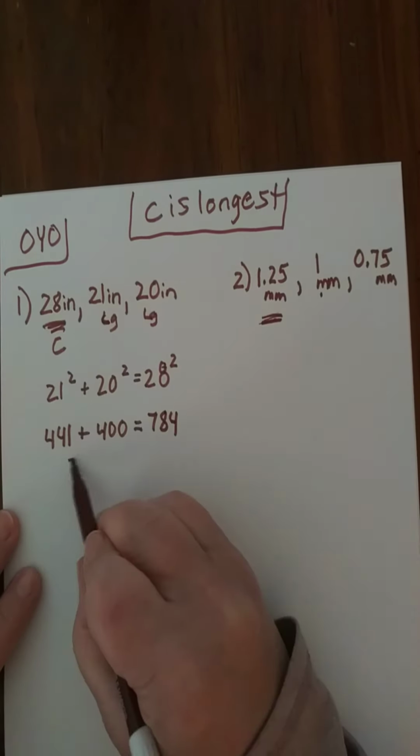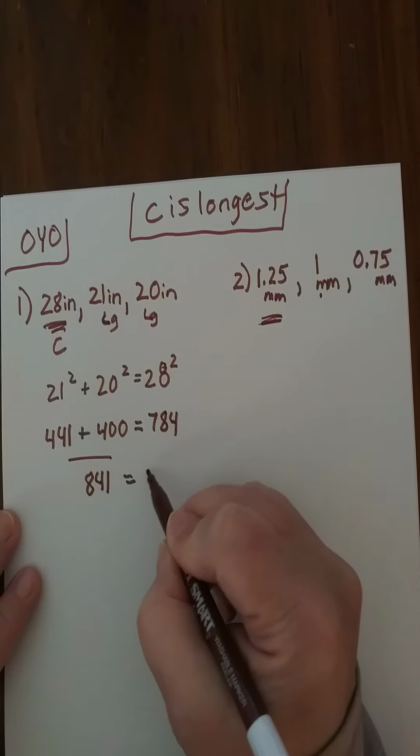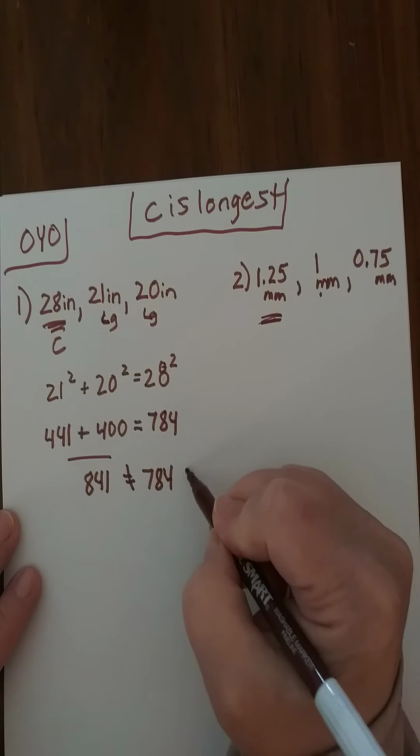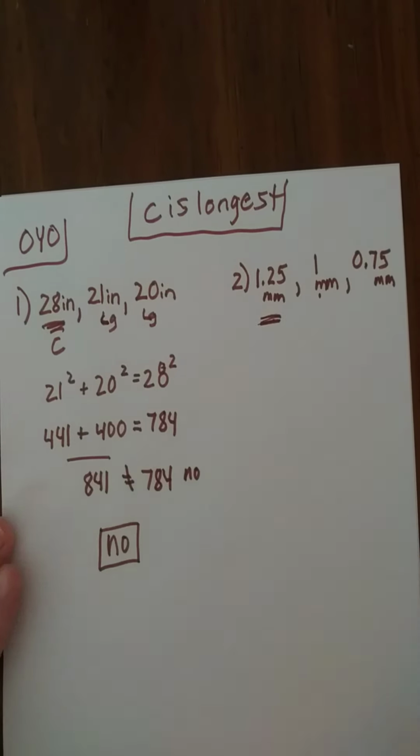All right, so now when we combine these two, we get 841. And over here, we had 784. So was that true? No, those two things are not equal. So the answer is no, it's not a right triangle.